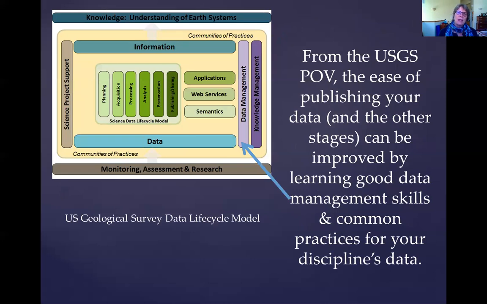So you can see, again from the USGS point of view, the ease of publishing the data and the other stages can be improved by learning good data management skills and common practices for your discipline's data. You can see that by looking at the purple bar there, that data management and knowledge management are the areas that encompass or include all those different stages of the life cycle.